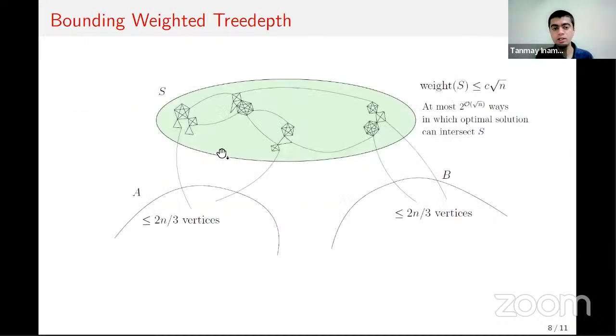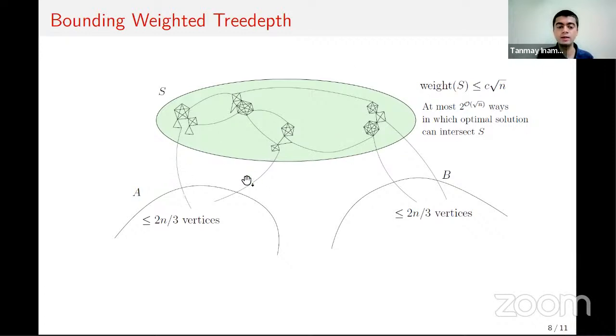So let's look at a picture here. Here we have this separator S, which is a constant factor approximation. And this has the property that the weight is bounded by some constant times square root of n. So this is a clique-based separator, so it can contain some number of cliques. And notice here that the number of vertices in this separator can be much larger than square root of n. But this weight is defined in such a way that if your optimal solution for your favorite graph problem has a nice intersection with any clique, then there are at most 2 to the order square root of n ways in which the optimal solution can intersect with this separator. And so we can enumerate these ways and then we recurse.